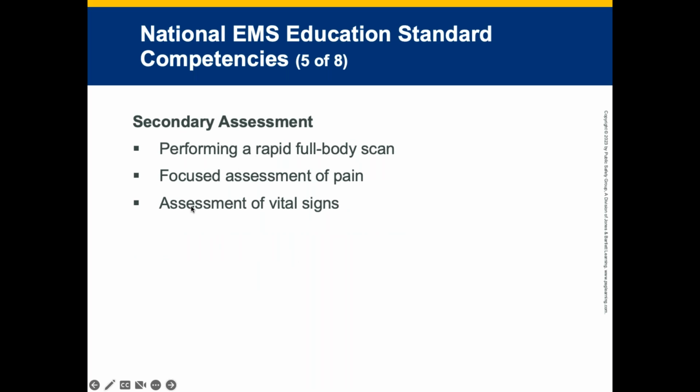Secondary assessment, performing a full rapid body scan, head to toe, or are we doing a focused assessment of pain? So if I have knee pain or abdominal pain, right? Obviously, I'm not going to be checking the patient's foot if they have severe abdominal pain. I'm going to focus on the abdomen. And we're going to go more in depth on locating organs and saying, okay, this is here, or this referred pain goes here. And this is how we're going to be able to treat the patient, looking at the assessment of vital signs with them.